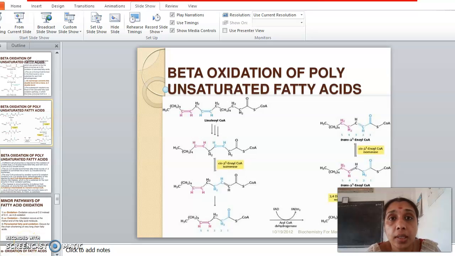Okay, so we were discussing polyunsaturated fatty acid oxidation, right? An example of a PUFA is linoleic acid, which again has 18 carbon atoms, a C18 fatty acid with two double bonds. Monounsaturated fatty acid oxidation we have explained using a C16 fatty acid, palmitoyl CoA, right? So in the video, you will be seeing the monounsaturated fatty acid using palmitoyl CoA as an example.